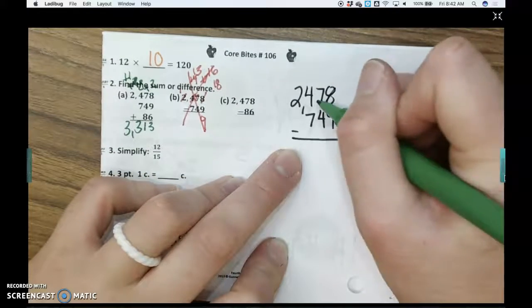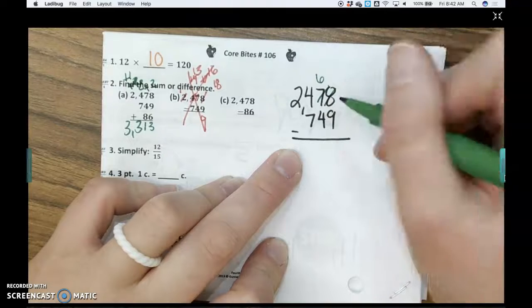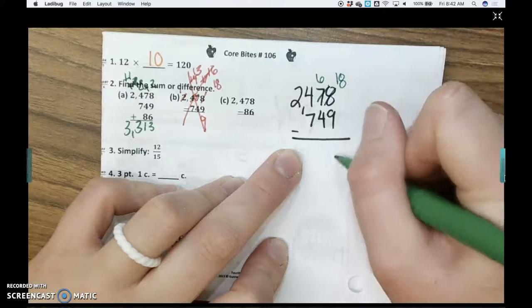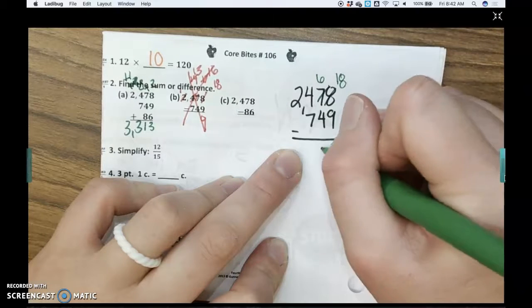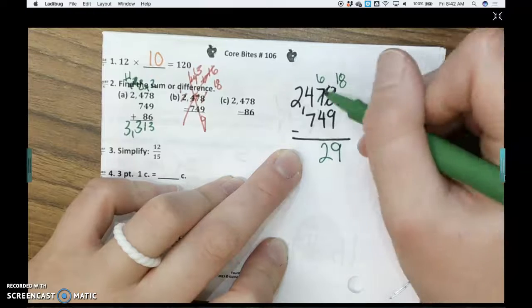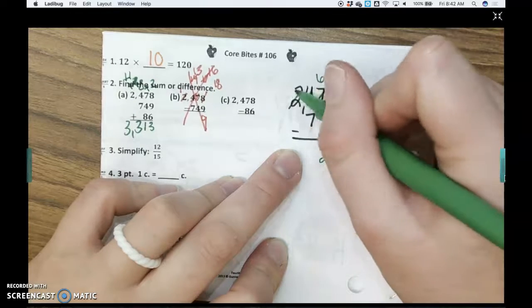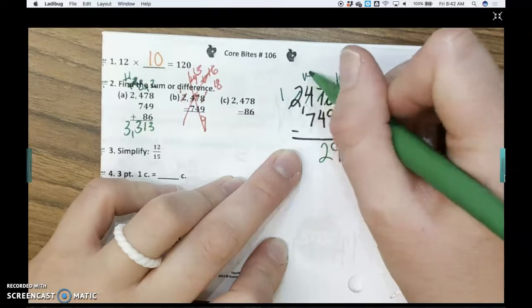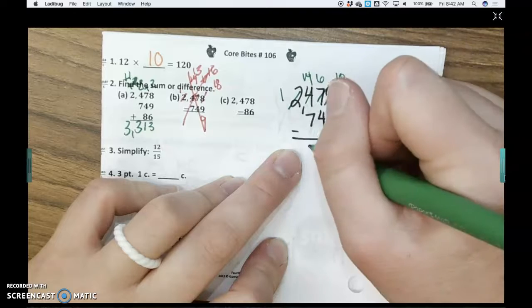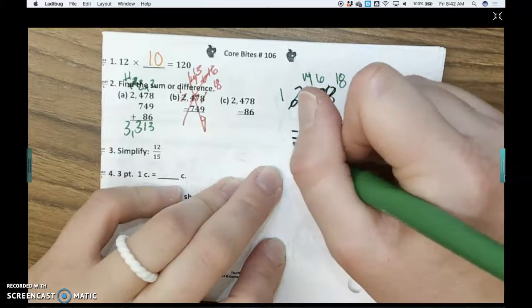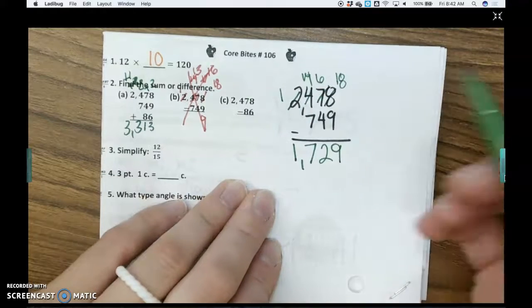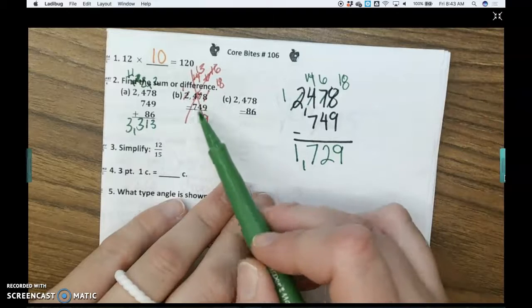So, let's start here. So, that'll become a 6. That'll become an 18. So, we still have 9. 6 minus 4 gives you the 2. But then you come here and realize, oh, we can't take 7 from 4. So, then you regroup. So 14 minus 7 is 7. 1 minus nothing is 1. So then you have 1,729. So that's supposed to be what that was.